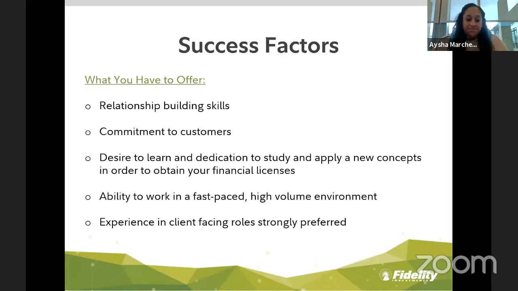Client-facing experience, where you've perhaps spoken with a customer face-to-face or over the phone, is also important and preferred. But again, we train you here, so it's not necessarily required.